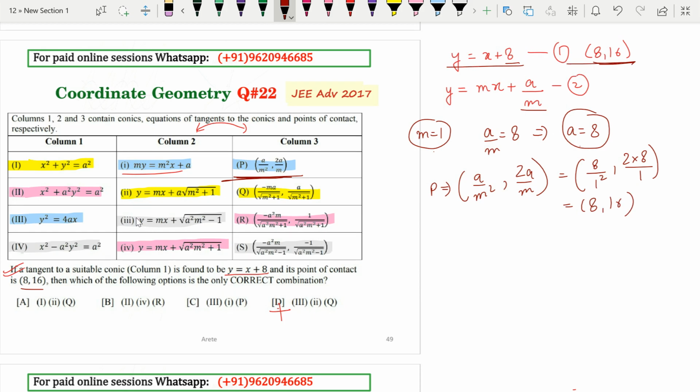Okay, so this looks to be a correct option, and they are saying that only correct combination, so it should be 3, 1 and p. Okay, so option C says 3, 1 and p. I need not check anyone else because we are already there. Okay, let's look at the next question.